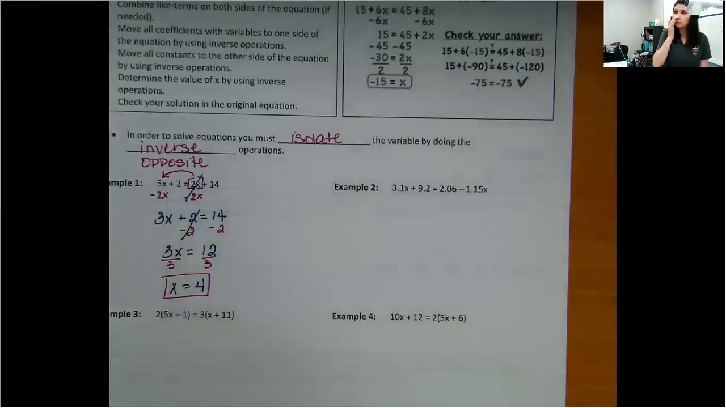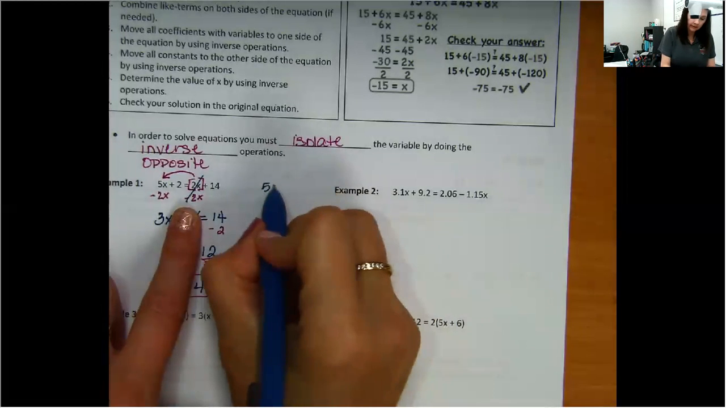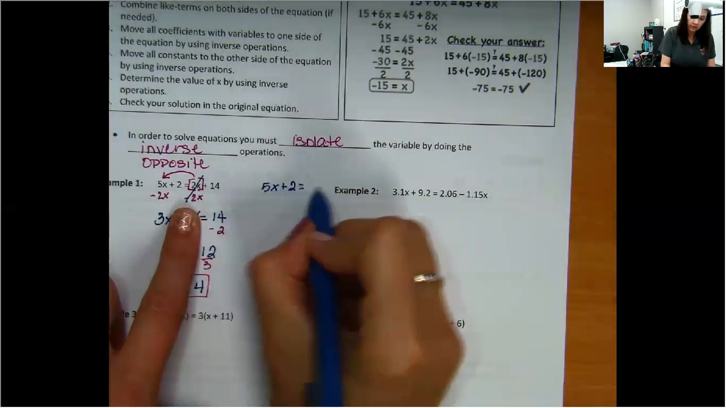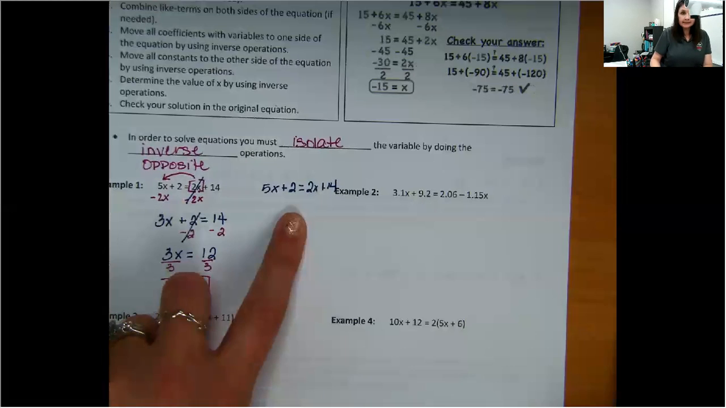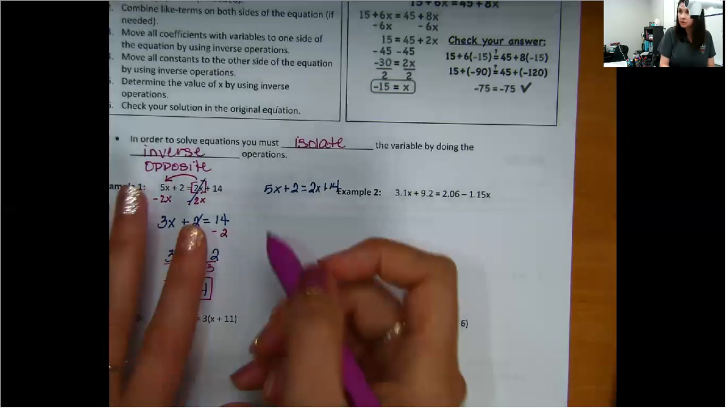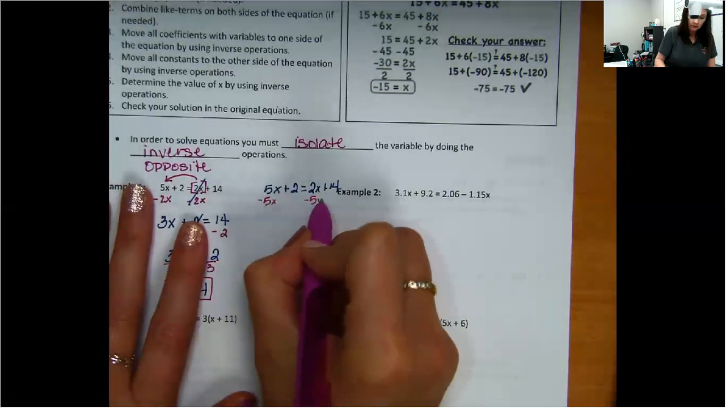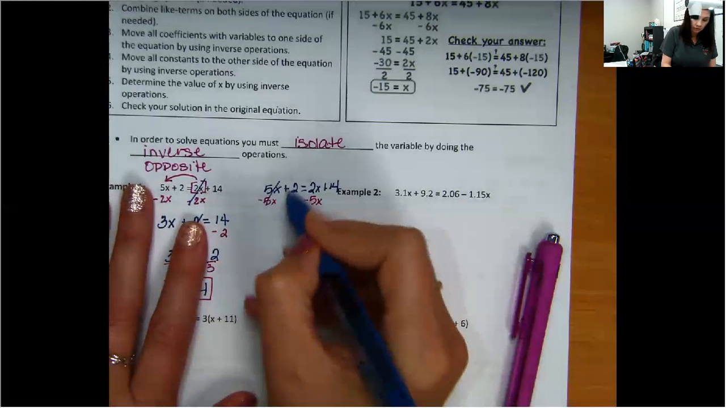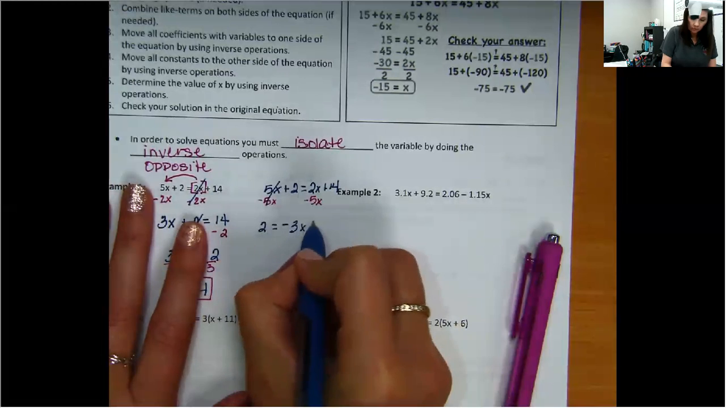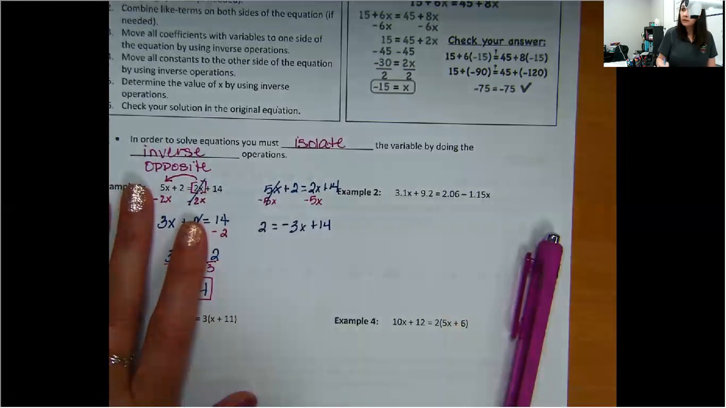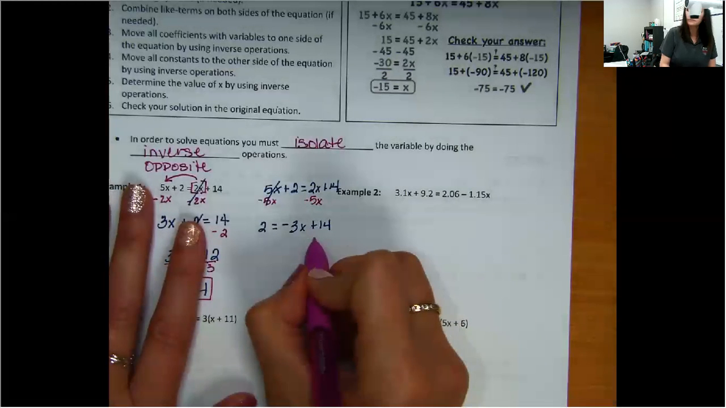A student says they got negative 4. Okay, let's just do this. You guys don't have to do this one, but I'm going to show you what happens. Say instead he moved his 5x over. So he subtracted 5x from both sides, so you get rid of this one and you're left with 2 equals negative 3x plus 14, right? Then what did you do? And then negative 2 is 14.